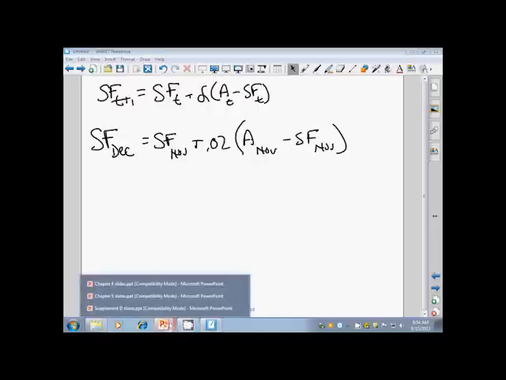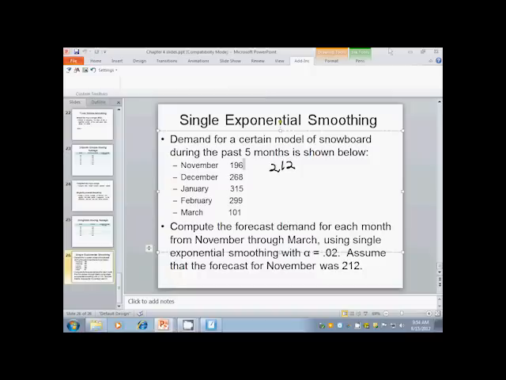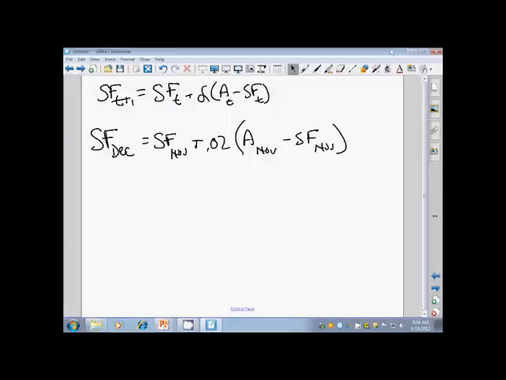And what we're going to do is use the numbers that we have here in this problem. So we want to find our smooth forecast for December. What was our smooth forecast for November? It was given at 212. We want to add to that our alpha, our constant, which is 0.02, times what was November's actual, 196, minus the smooth forecast for November. So our formula for this problem ends up being 212 plus 0.02 times the quantity 196 minus 212.